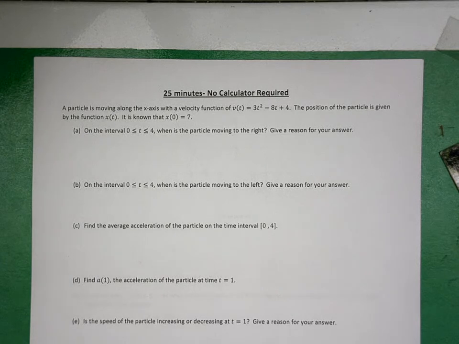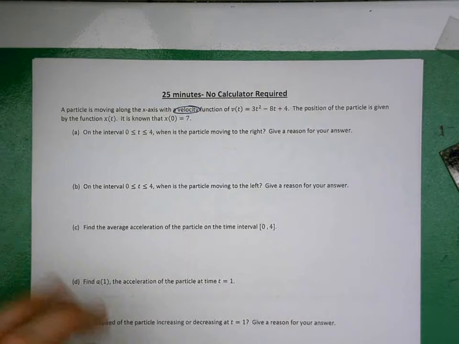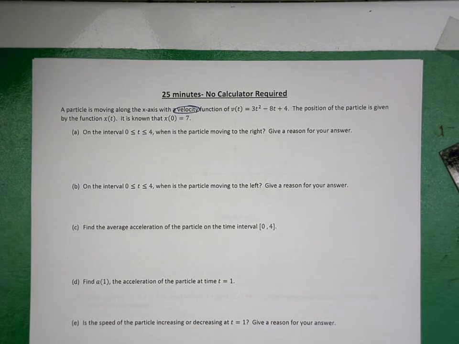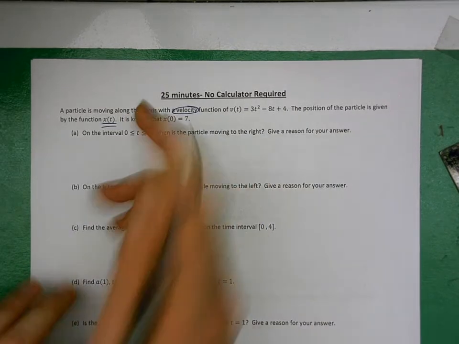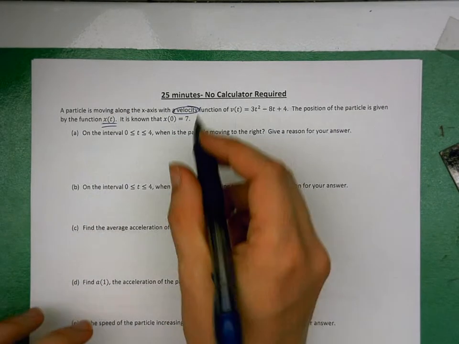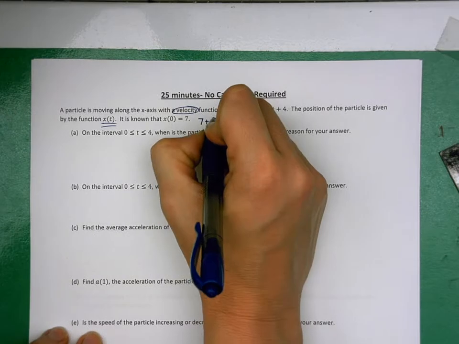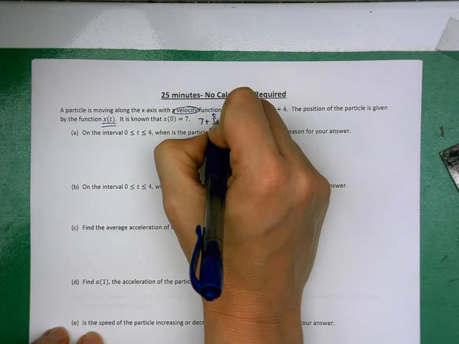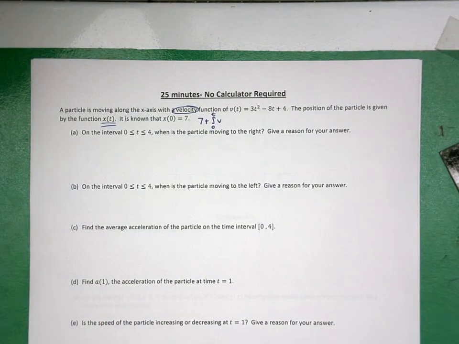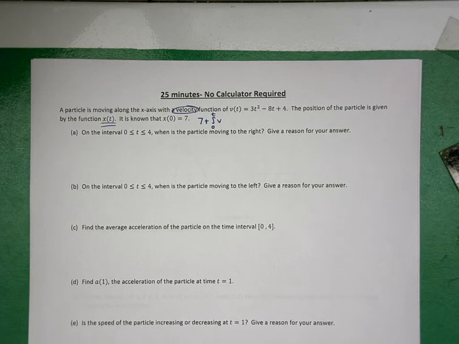So we have a particle moving along the x-axis with a velocity function of that. The position of the particle is given by x of t. It is known that x of 0 equals 7, and so again, as I've said many times, I always jot down my desired position formula really quick as soon as I see a given point like that, just in case. Okay, part A. On the interval 0 to 4, when is the particle moving to the right? Give a reason for your answer.